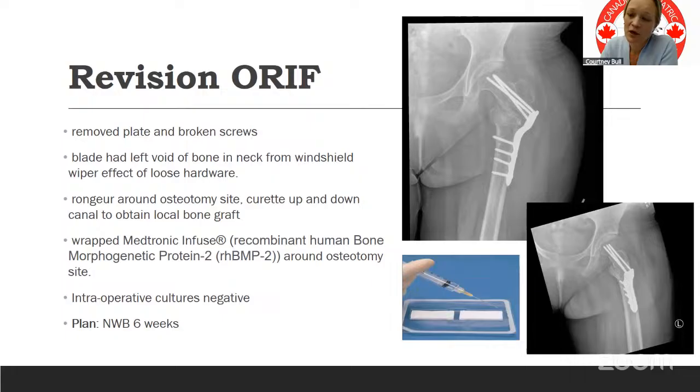Prior to placing my new hardware, I had freshened up the osteotomy. I stuck a curette both up and down the canal to try to get some good local cancellous bone graft. I also wrapped the osteotomy site in Medtronic Infuse, which is a recombinant BMP product. Intraoperative cultures were also taken, which were negative. I made her non-weight bearing for 6 weeks.